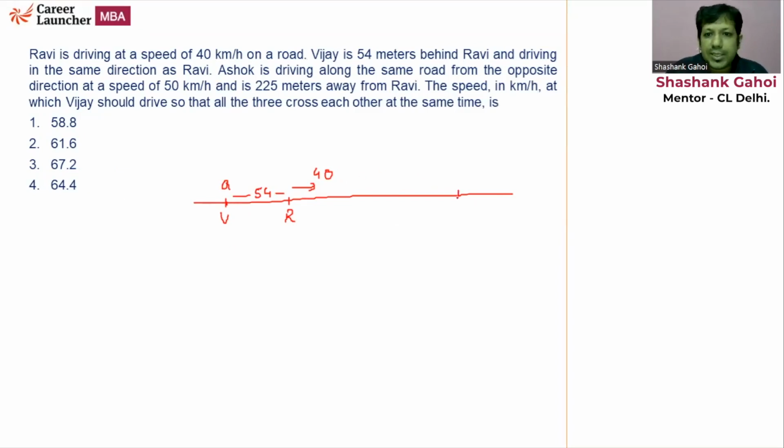Okay. Ashok is somewhere here. He is driving with a speed of 50. The distance between the two is 225. Okay. And all three of them want to meet. It means I can say that Vijay also wants to meet with Ravi. So when Ravi and Ashok meet, the distance between them is 225. I'm not going to convert this into meters. If you want, you can. And the relative speed is 90 and time is t. So t is equal to 225 divided by 90.